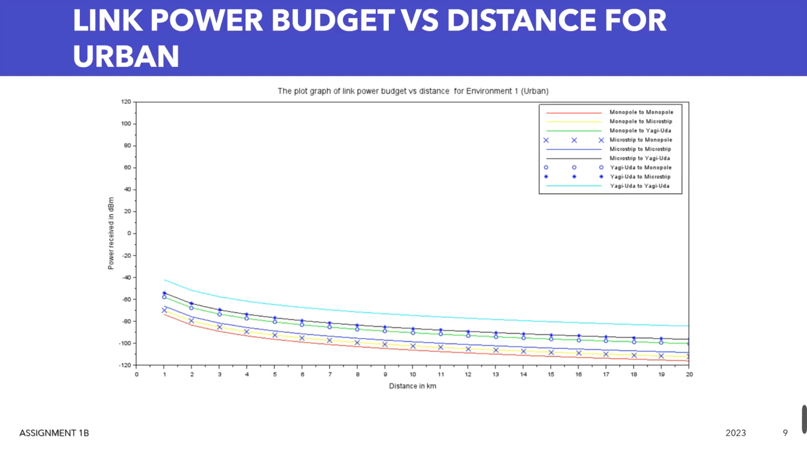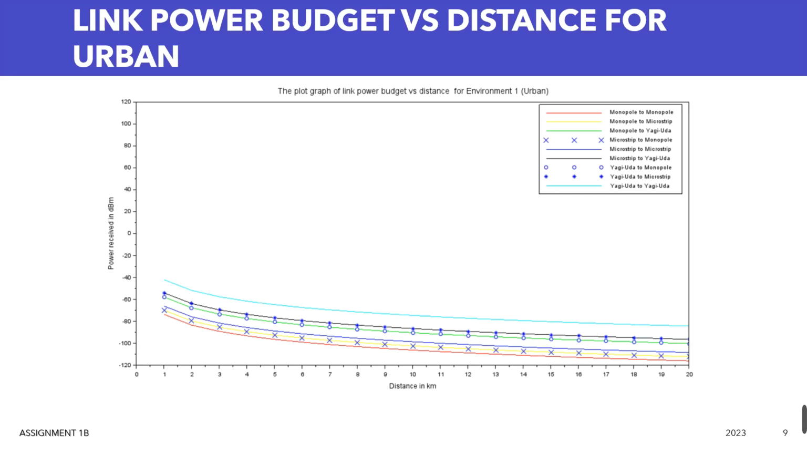Here is the graph for link power budget versus distance for urban. As we can see, the lowest is monopole to monopole. For the distance of 1 km, it is around negative 75 dBm. Then when the distance goes up, the power received will decrease. And for the maximum distance of 20 km, for monopole to monopole, the power received is around negative 115.